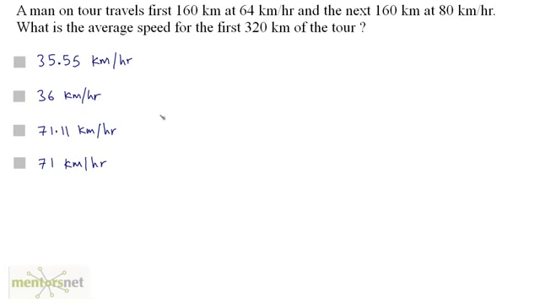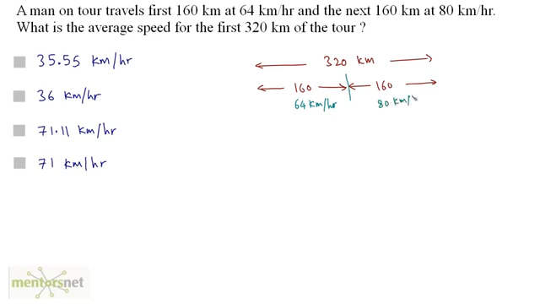A man on tour travels the first 160 kilometers at 64 kilometers per hour and the next 160 kilometers at 80 kilometers per hour. What is the average speed for the first 320 kilometers of the tour? So you have the distance of the total journey as 320 kilometers, and of that, the first 160 kilometers is traveled at 64 kilometers per hour and the next 160 kilometers are traveled at 80 kilometers per hour. Now what is asked is the average speed of the first 320 kilometers.